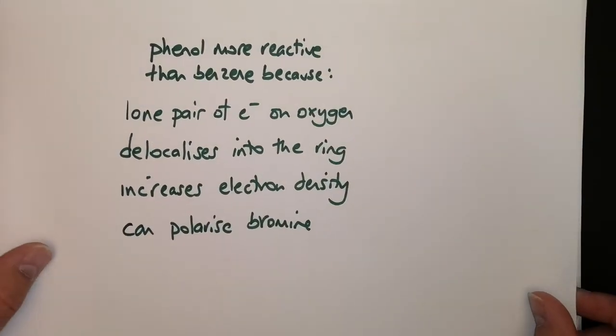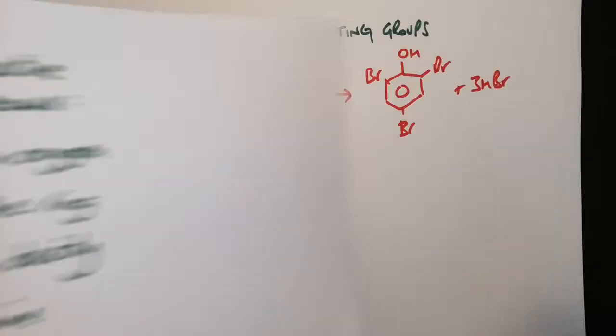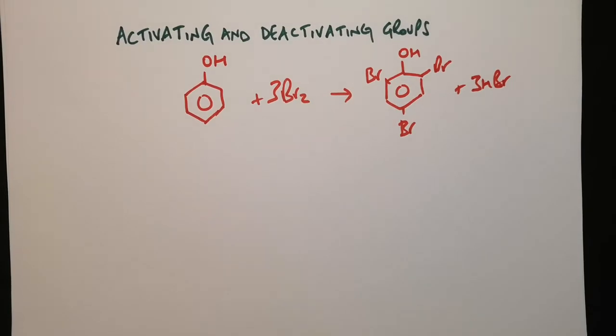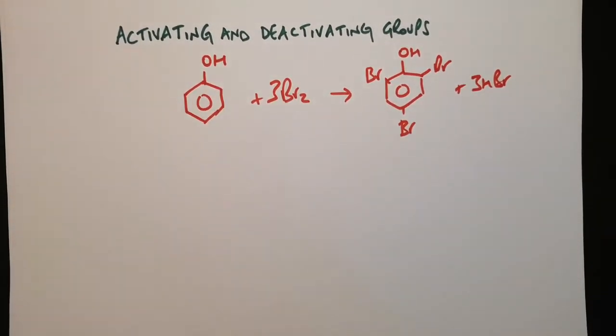Okay, we went through the reason why that happens more readily, and just to remind us, this was the summary slide that I put up. Phenol is more reactive than benzene because there's a lone pair of electrons on the oxygen which delocalizes into the ring, increasing the electron density of the ring, so it can then polarize the bromine molecule. So we call the phenol group an activating group. It is making the aromatic ring more reactive.